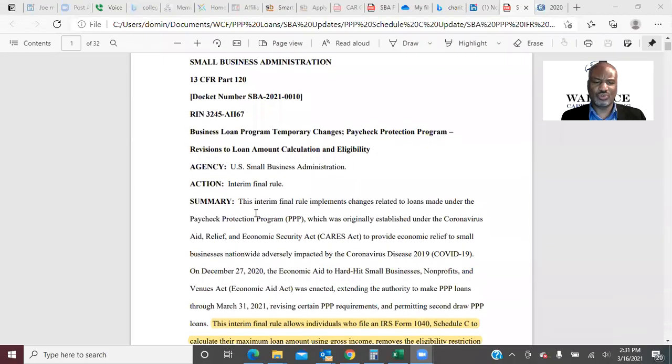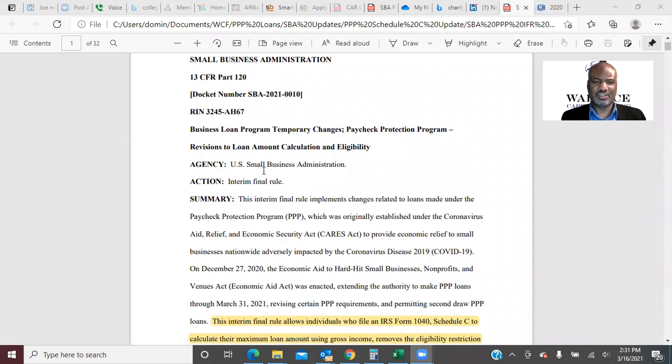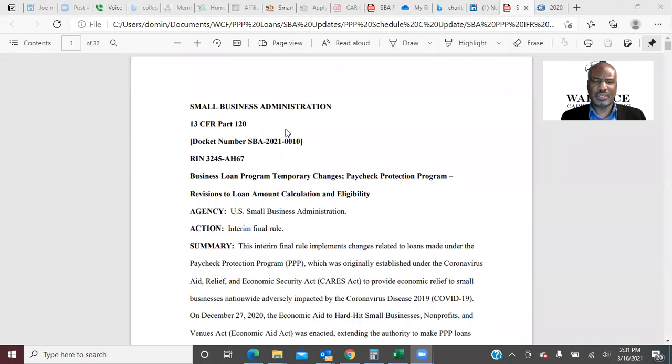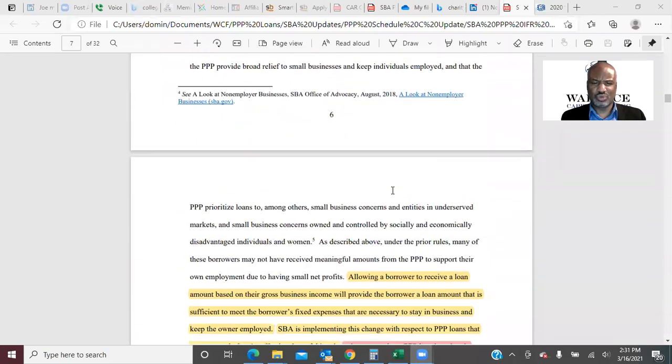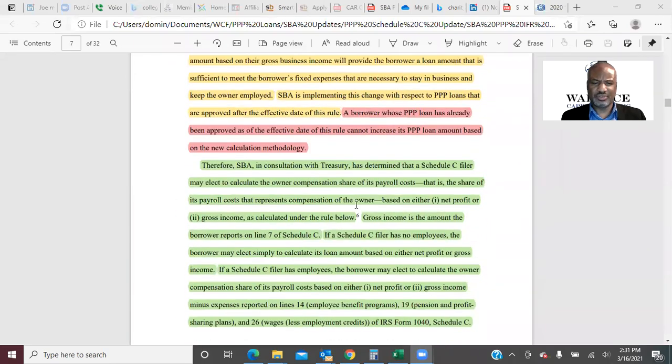I want to go over how to calculate exactly how much you get for a PPP loan if you file a Schedule C and self-employment. So let's go over this document together right now. Here's the interim rule, listed here from the SBA, Small Business Administration. I want to go to page number 7.